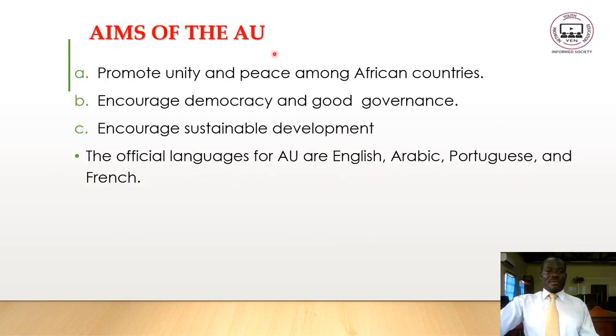What were the aims of the AU, the African Union now? To promote unity and peace among African countries, and also to encourage democracy and good governance, and also to encourage sustainable development. These were the major three aims. And the official languages of the African Union are English, Arabic, Portuguese, and French. Those are regarded as the official languages.